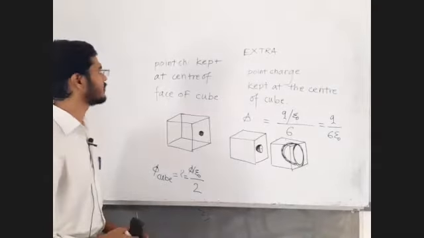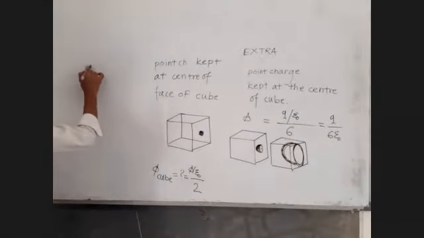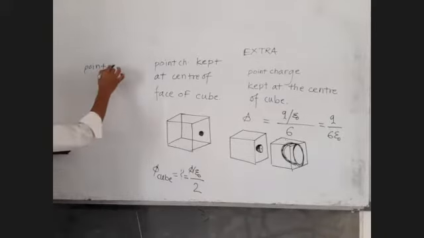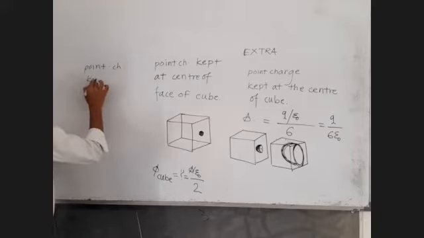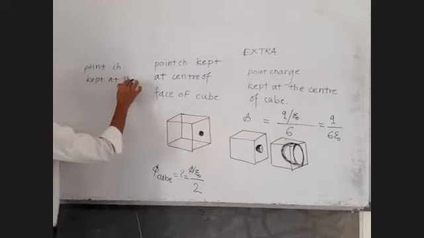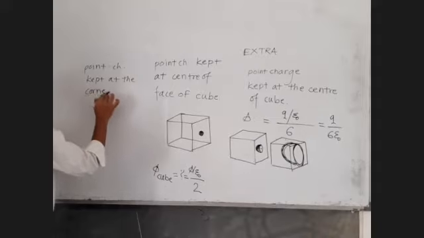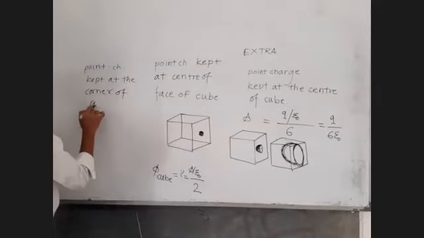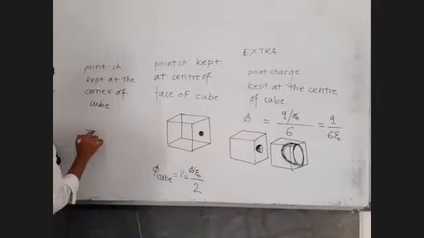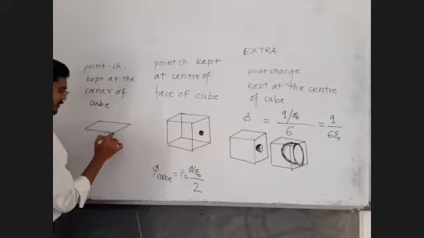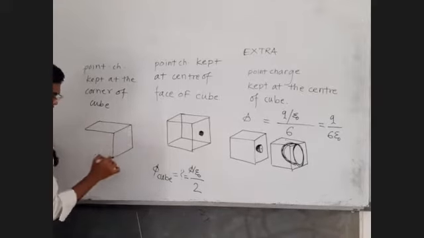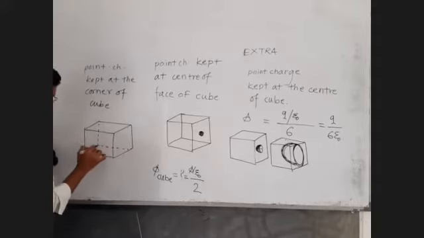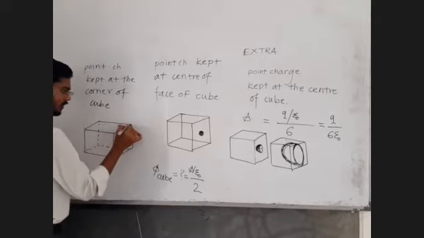Fine. Now let us make it a little bit complex. Point charge kept at the corner. This is called the corner of the cube. Okay. Now the point charge is placed at the corner of the cube. Now just imagine how much charge is inside the cube. Imagine the charge as a small sphere. The charge is placed here.